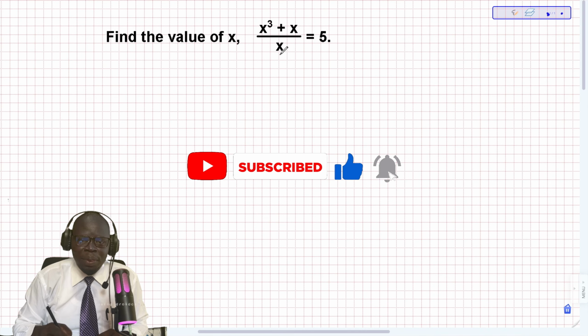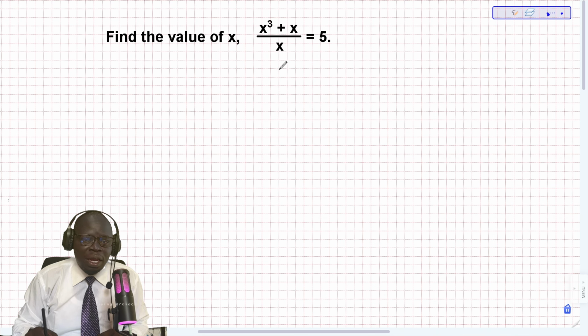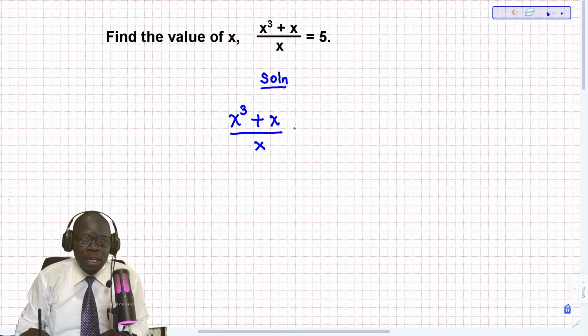Now, for this kind of equation, there are two ways in which we can approach this question. I'm going to show you both methods. The first method is obviously to get rid of the denominator. Let's first copy our question here, where we have x cubed plus x, divided by x, equated to 5.